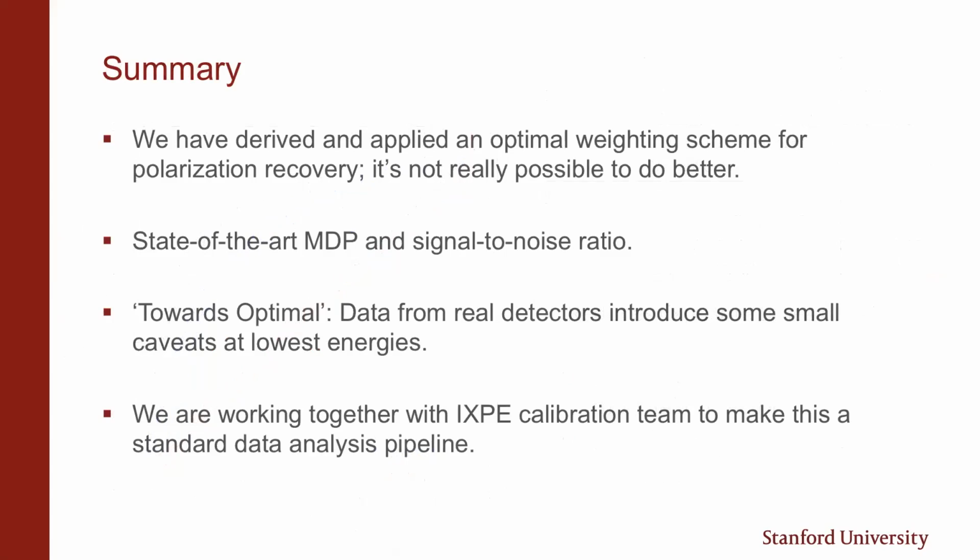So just to summarize, we've derived and applied an optimal weighting scheme here. And under certain assumptions, like your neural network estimates are unbiased, and you have a von Mises distribution, which by the central limit theorem is pretty reasonable, and we've confirmed it is reasonable, then we have the optimal analysis here. You can't actually really do better.